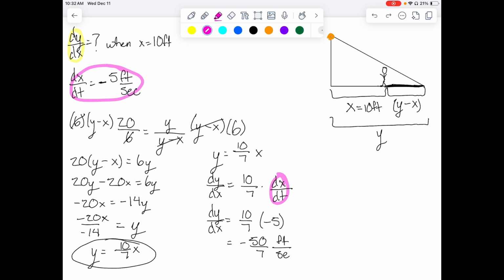I meant to use the highlighter, is in feet per second. So we know that as we're multiplying this right here, it is going to be 10/7 times that -5 feet per second, which is going to result in our final answer right here being dy/dx. So the tip of his shadow is moving at a rate of -50/7 feet per second. And that's just going to be second right there. All right, so that's our answer to part A.